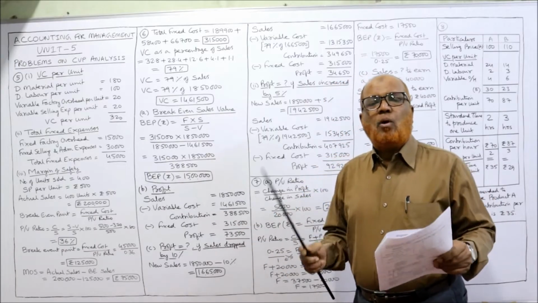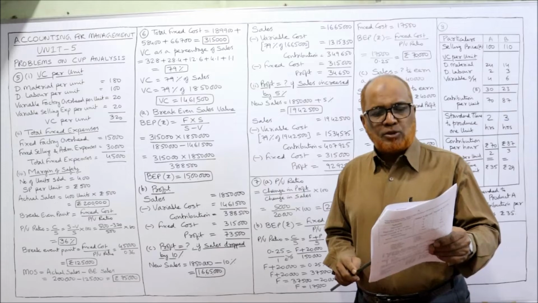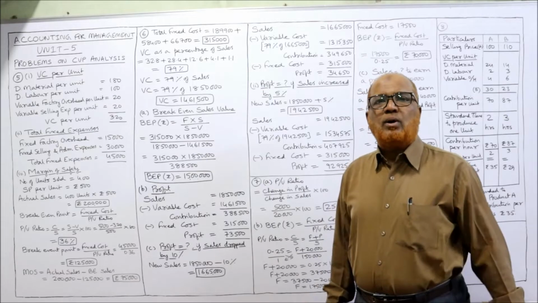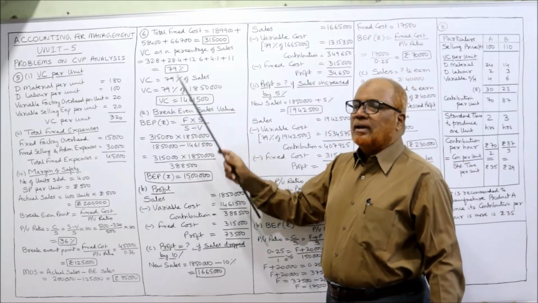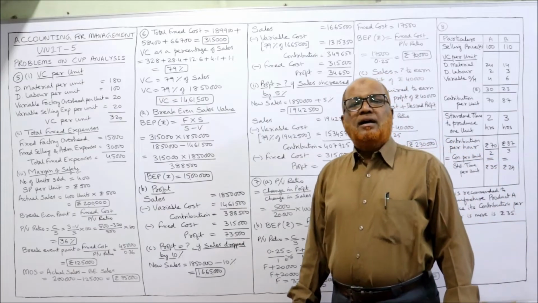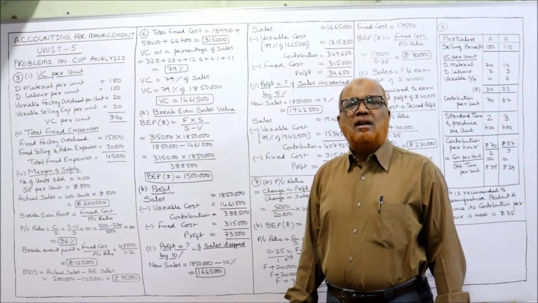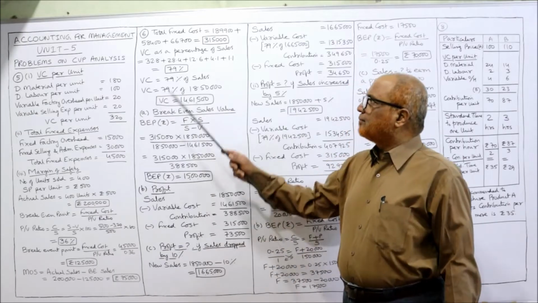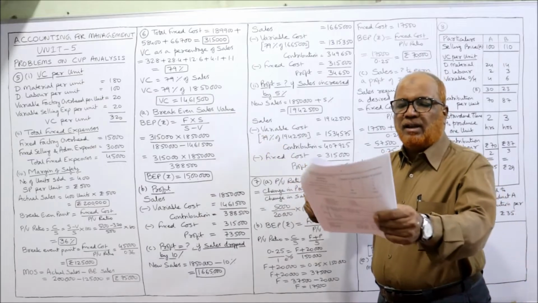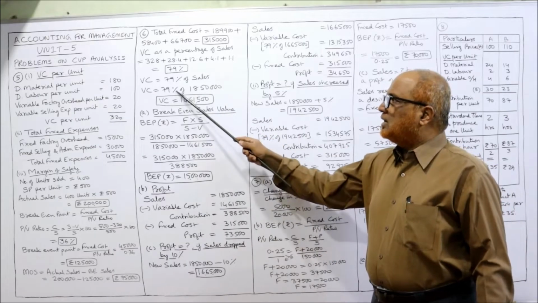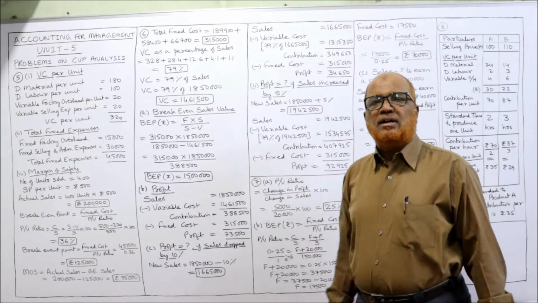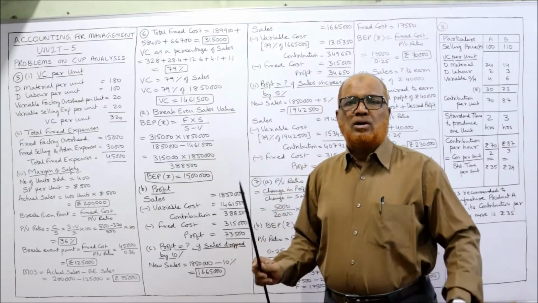Now variable cost. Variable cost as a percentage of sales. So we will add up all the percentages: 32.8%, 28.4%, 12.6%, 4.1%, 1.1%. If we add up all, you will get 79%. That means the variable cost is 79% of sales. Sales are given 18,50,000. So 79% of 18,50,000 is 14,61,500. This is the total variable cost.